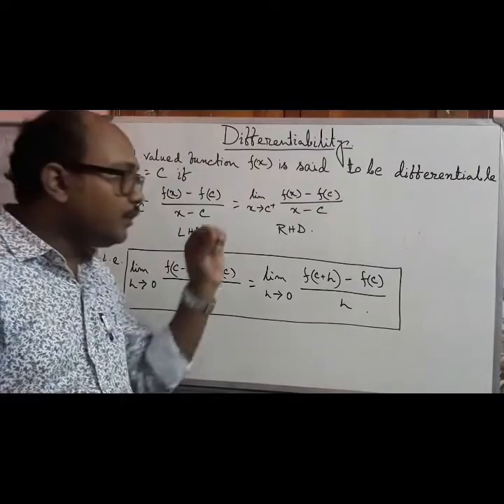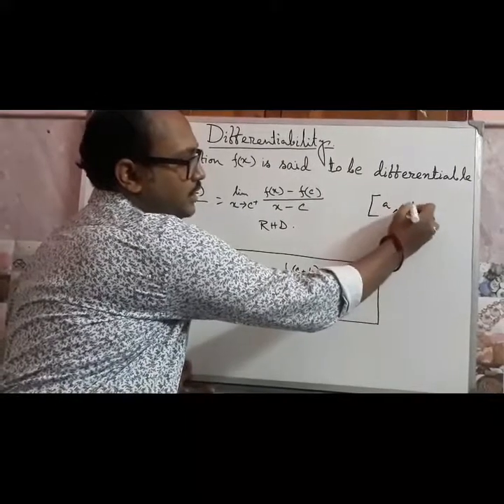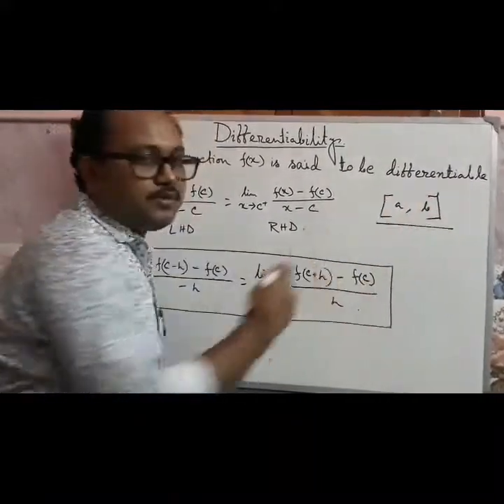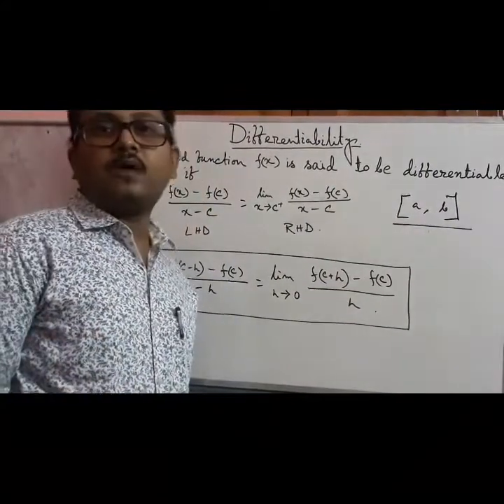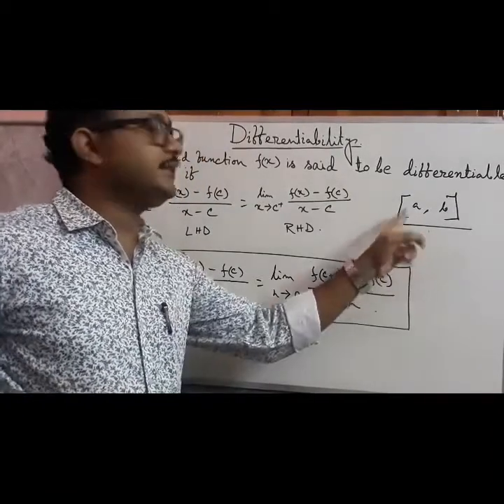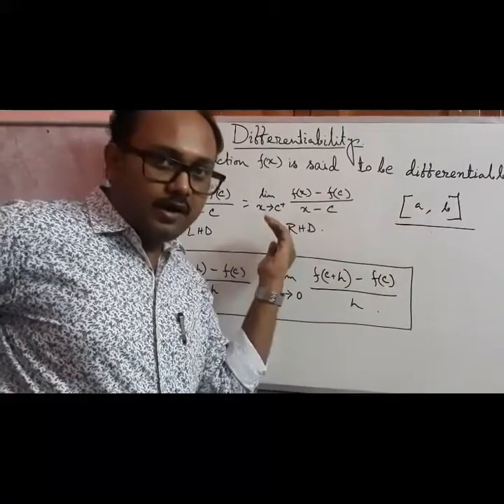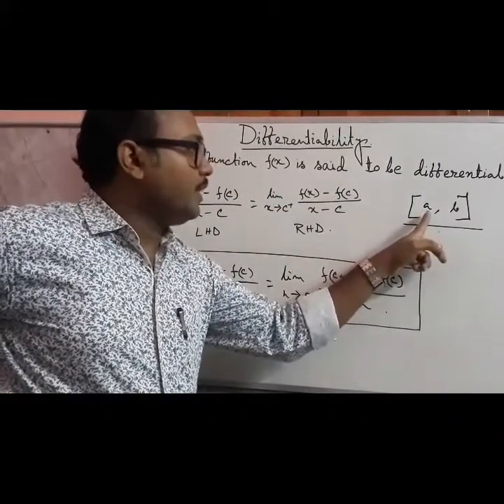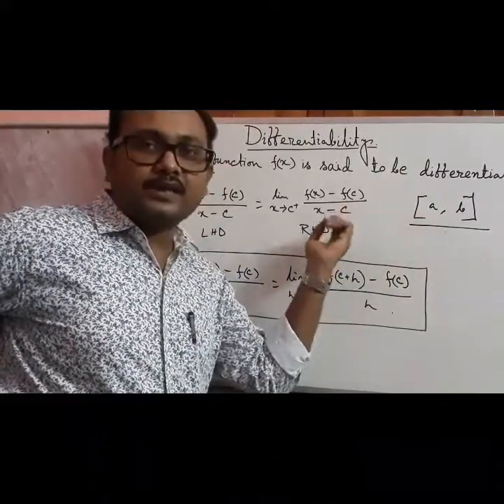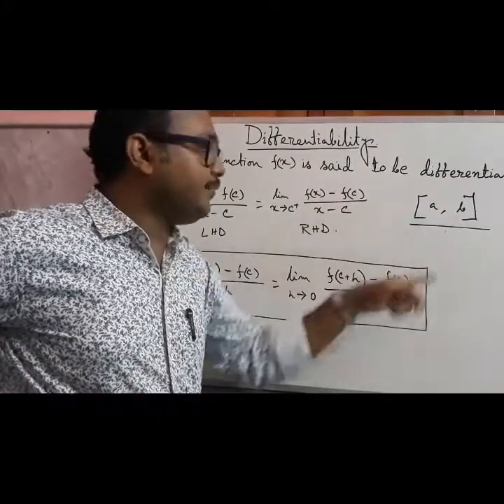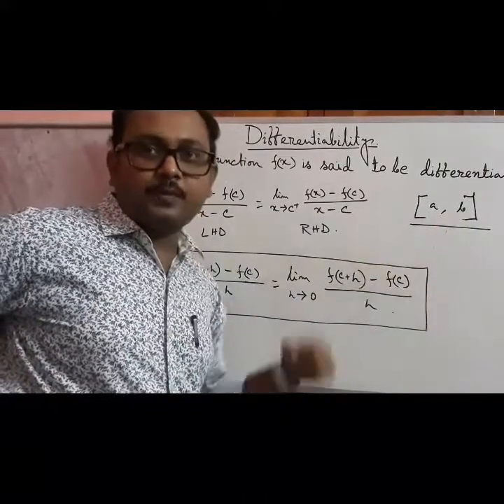Now, if the function is defined in the closed interval AB, then what can we say about the endpoints? That is, at the point A, how can I say that it is differentiable? Now, at the point A, it is the left side; the domain started from A. At the point A, the function f of x is only right hand differentiable, and at the point B it is only left hand differentiable.